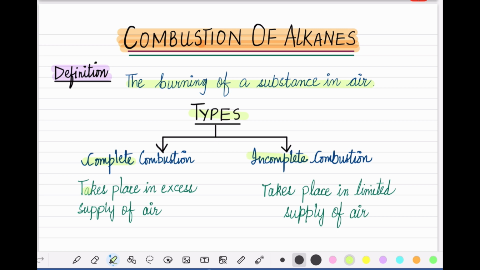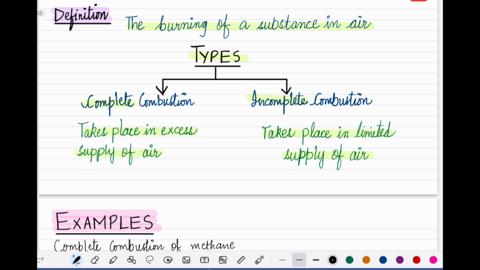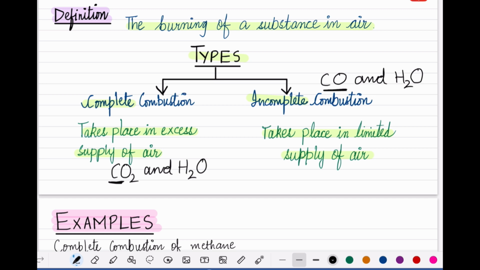Complete combustion takes place in the excess or plenty supply of air, whereas incomplete combustion takes place in the limited supply of air. As alkanes are hydrocarbons, complete combustion of alkanes produces carbon dioxide and water vapors, whereas incomplete combustion produces carbon monoxide and water vapors. Water vapor is the common product. For complete combustion, carbon dioxide will be formed, and for incomplete combustion, carbon monoxide will be formed.